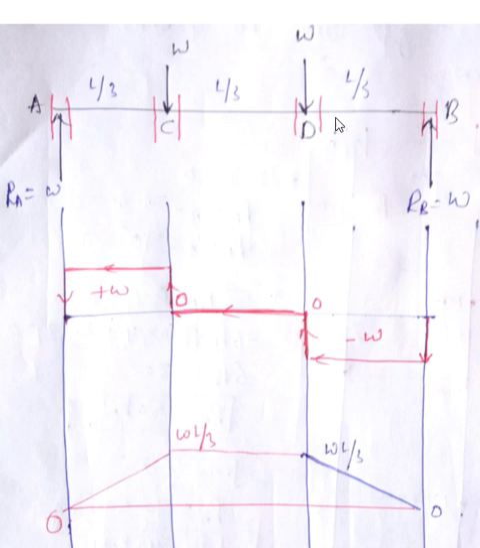From this section to this section there is no other force. That means whatever force is acting on this section, the same force will continue up to this section. So I'm taking a line from minus W till this point, that is this section. Once I finish this section, come to this section.